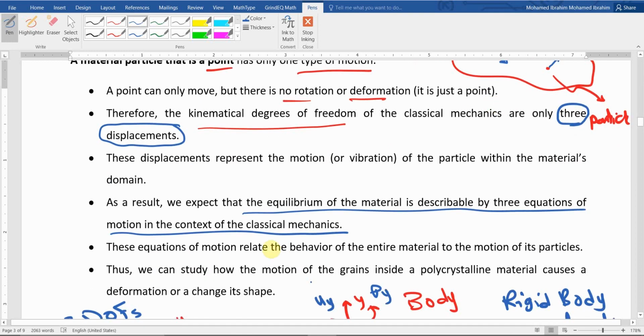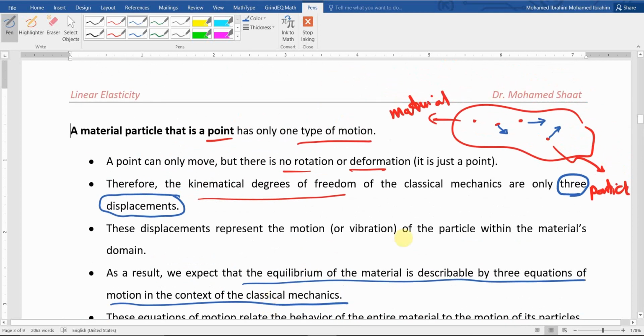Again, this equation of motion relates the behavior of the entire material to the motion of the particle, and thus we can study how the motion of the grains, for example, inside a polycrystalline material causes a deformation or a change in the shape of the polycrystalline material. As I mentioned, this particle is a representative of the main building unit of the material.